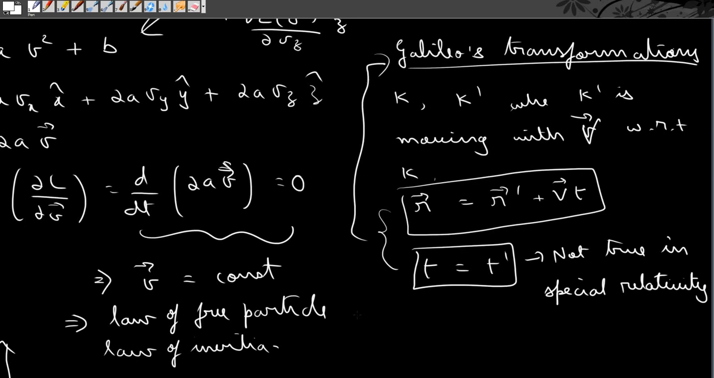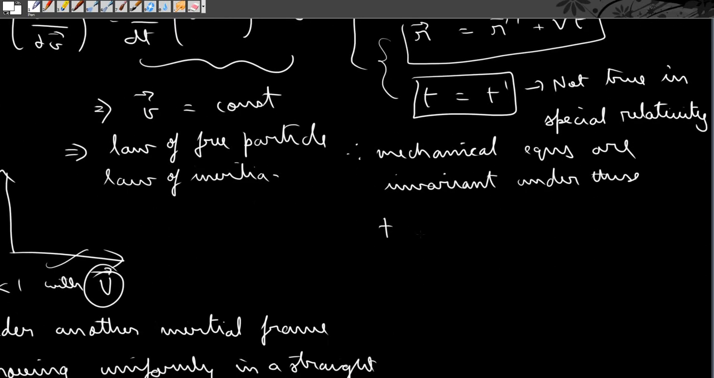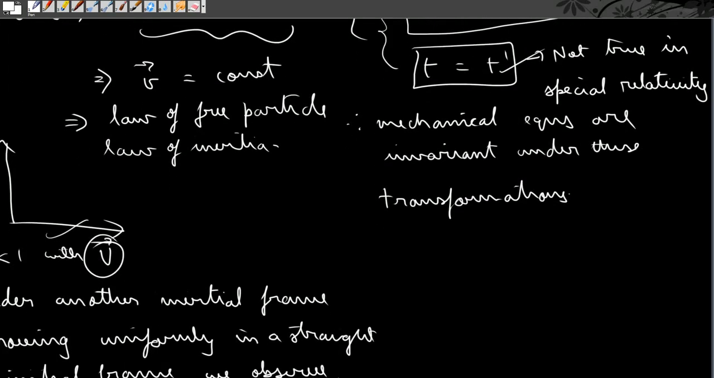And therefore, to summarize, mechanical equations are invariant under these transformations. What I mean by that is that the form of the equations remains the same. The only thing that will change is an added phase. By phase I mean there is a displacement term added to the position vector, and obviously there is no change in time, and therefore the form of the mechanical equations is going to remain the same, and therefore the behavior of any mechanical system is going to remain the same when you observe it from two different inertial frames.